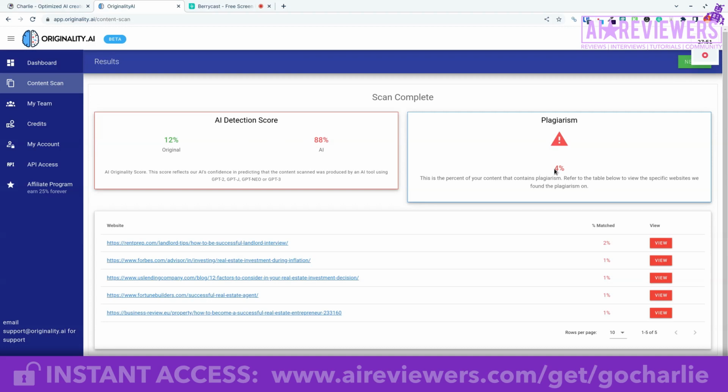In terms of plagiarism, it picked up 4% plagiarism, and it has a list of the different websites that it found some hits on. So you can go through these. There's a button to view it. You can go through these and then make the required edits to drop this even down to 0.